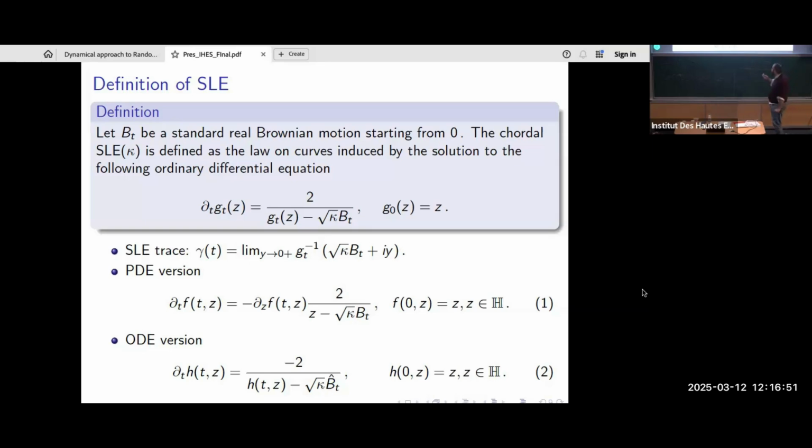This is the question. And this is the notion of the SLE trace that is given by this. I'm going to define the following object, the limit when y goes to 0 plus of the inverse of this map at the following point. So let me clarify a bit what I mean by this inverse. g_t is a function of both t and z, right? Here I mean the inverse in the z component. I mean the inverse in the spatial component.